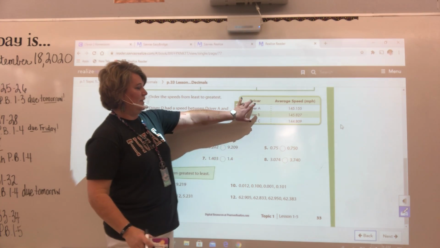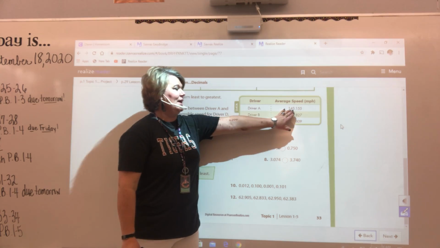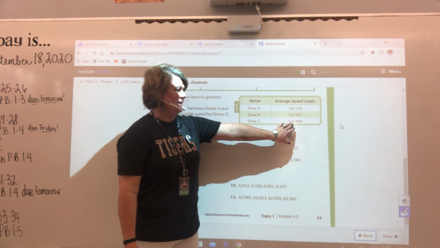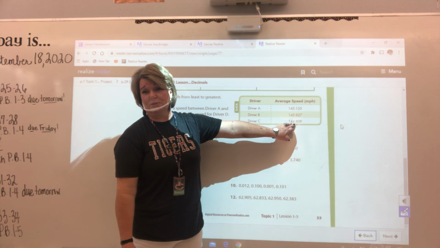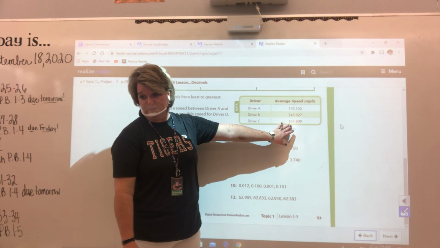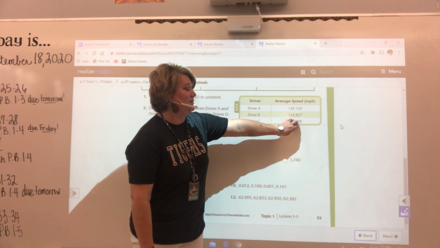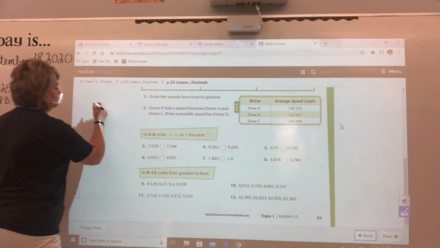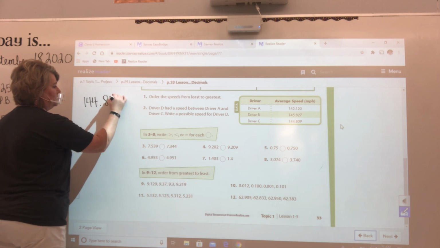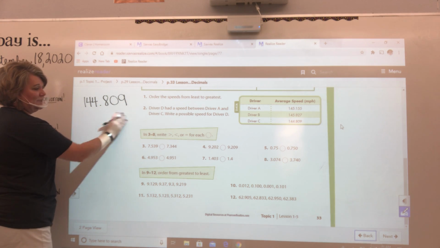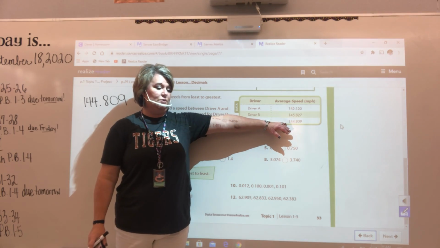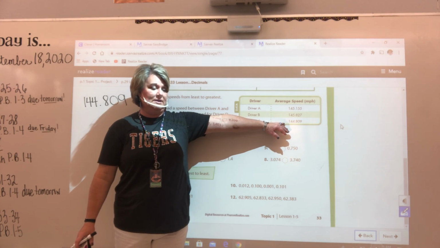Well, let's look at driver A and driver C, okay? Driver A is 145 something. Driver C is 144 something. So what's the smaller one? Is it the 145 something or the 144 something? 144. So let's put that on top. So on your paper, I want you to put the smaller one on top. Then leave some space. Okay, and I'm getting this right from driver C. You write this on your paper from driver C.